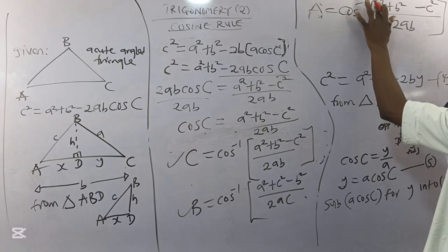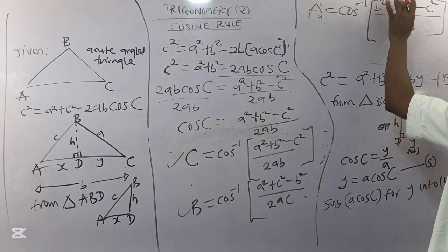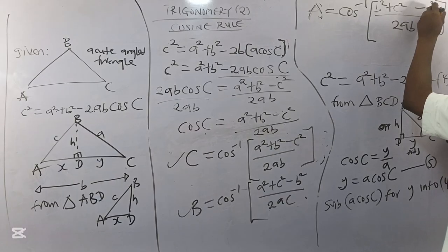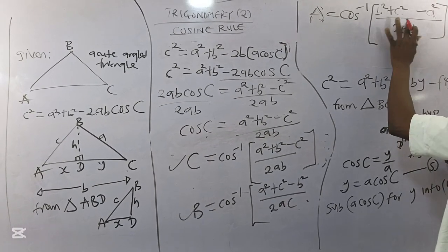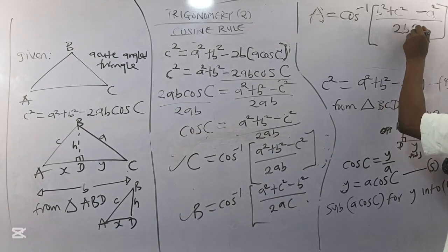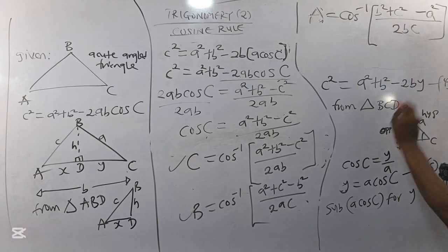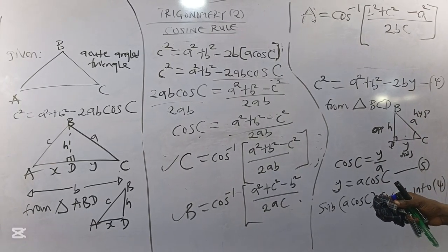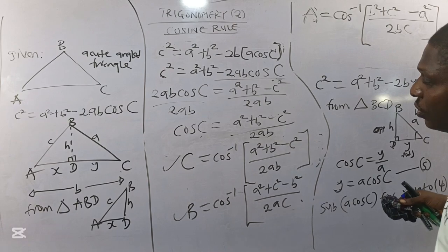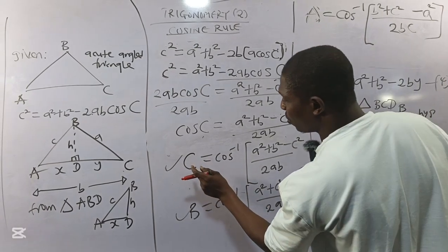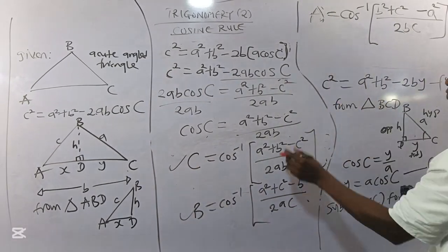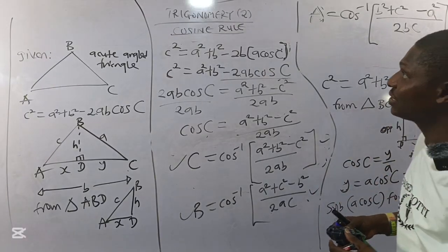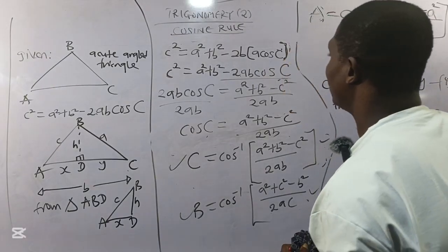And if that's A, I will have here B square plus C square minus A square all over 2BC. And these are the three expressions. So this angle C, angle B, and angle A, these three formulas are used to get your angles when the three sides of a triangle are known.